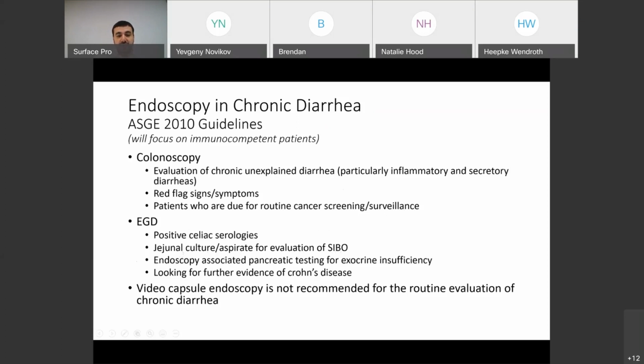Endoscopy associated pancreatic testing for exocrine insufficiency. That's for the advanced folk, advanced endoscopists. This is a gold standard to diagnose exocrine insufficiency. They actually go into the pancreatic duct and aspirate fluid, and then they send it for testing. And then looking for further evidence of upper GI tract Crohn's disease. Those are really the reasons that you would do an EGD. Video capsule endoscopy is not recommended for any routine evaluation of chronic diarrhea.